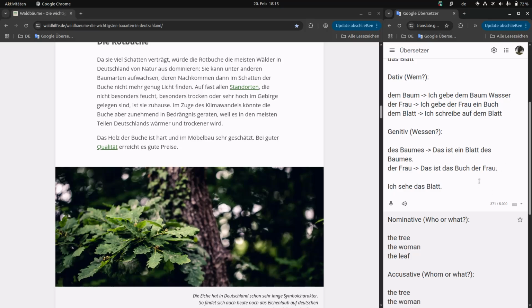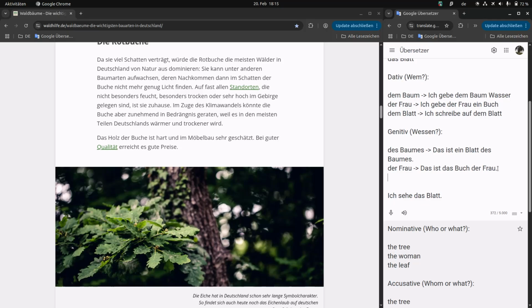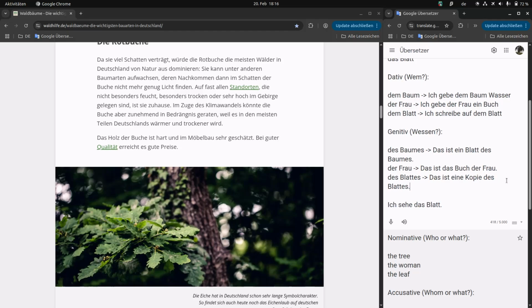I know in English it's different, because it's, what's it called? It's with a case, and this way it makes sense. But just to illustrate what the difference is between languages with cases and languages without them: "der Frau", and then we have "des Blattes". So, for example, "Das ist eine Kopie des Blattes." Yeah, this is a copy of the paper.